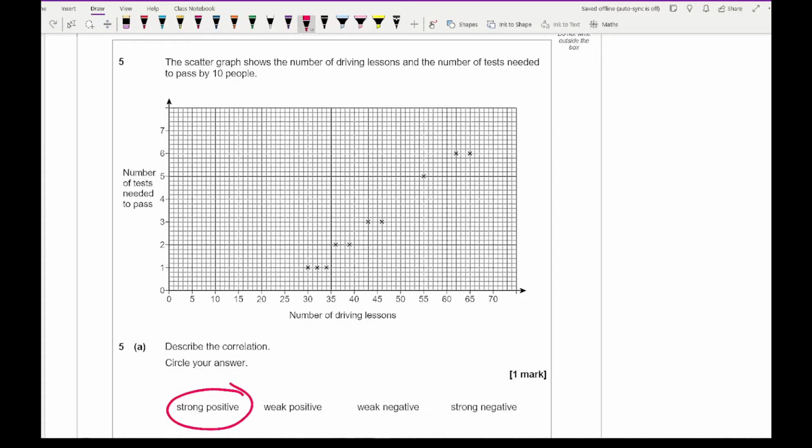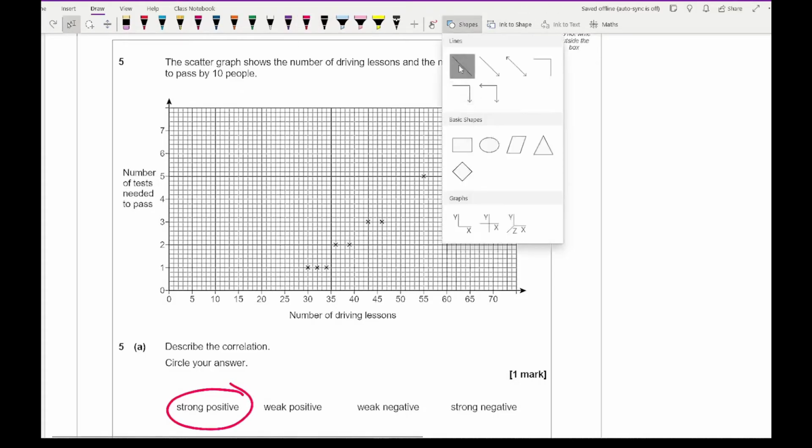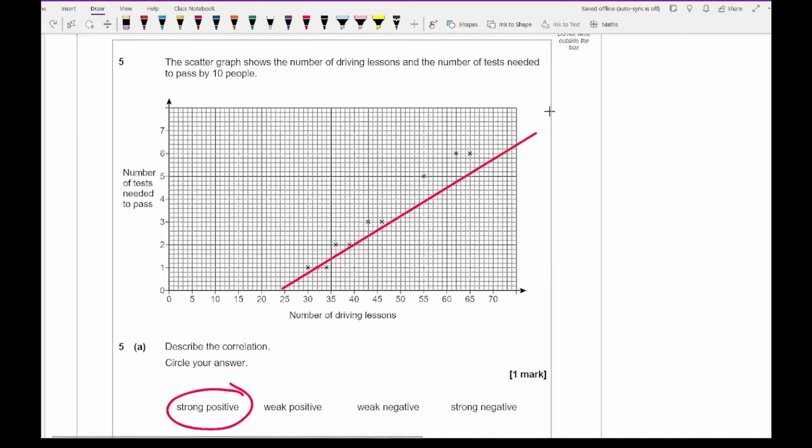Now one way to establish that is to actually draw your line of best fit. It might require a bit of tinkering, but I would say something along the lines of, and I'd say about there. Looks about right. So you can see that all the points are relatively close to that line that I have drawn.